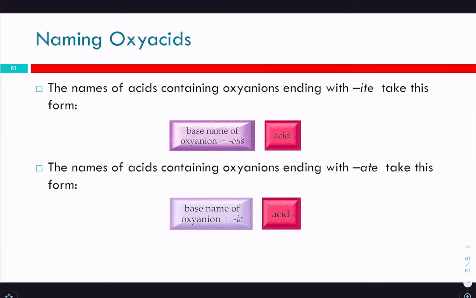So for the names of acids containing oxyanions ending in ITE, you take the base name of the oxyanion, but you change the ITE to OUS, and then you add acid at the end.